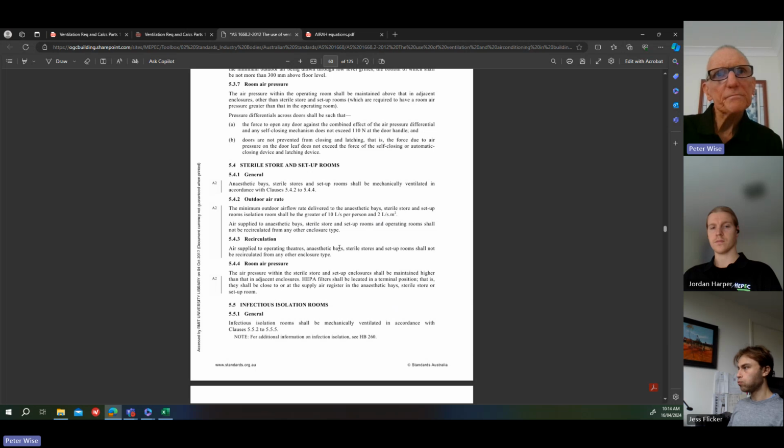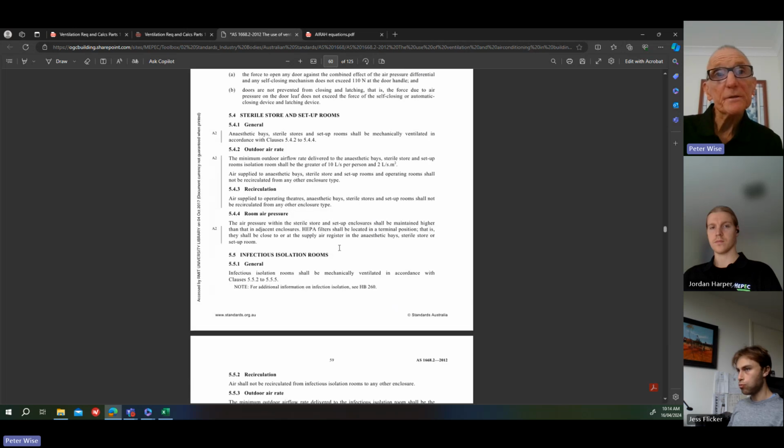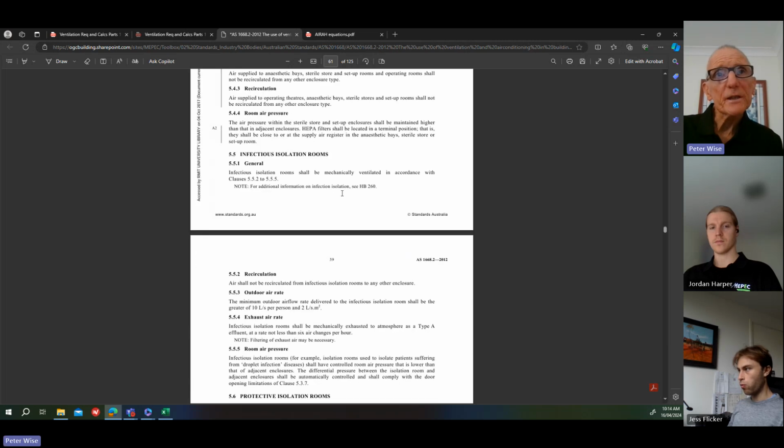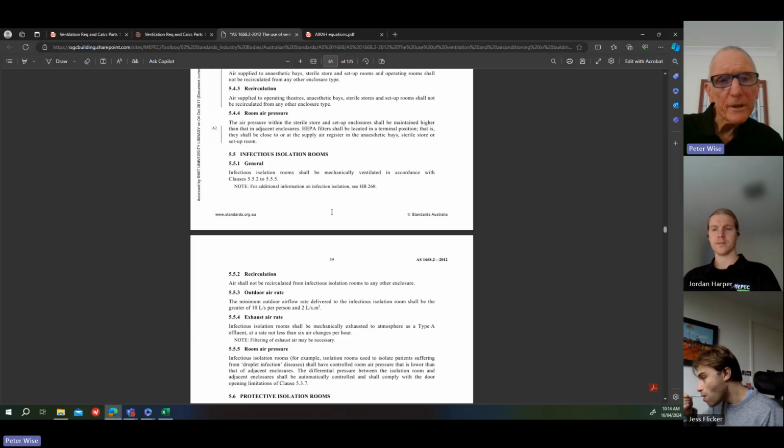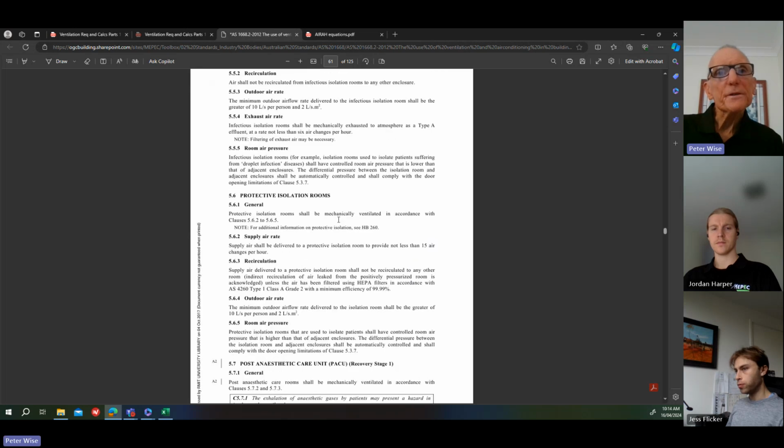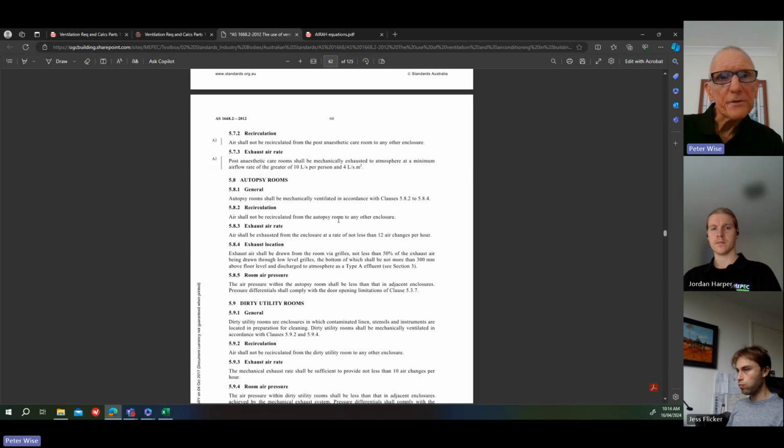A sterile store is pretty similar to an operating theatre normally. Infectious isolation rooms can be positive or negative pressure depending on whether you're trying to isolate a patient or you're trying to protect them from the surroundings. If it's negative, you don't want their diseases to get out of that room. If they're being protected in a positive room, you don't want anything from outside to get into that room. So these are all things that give you information.